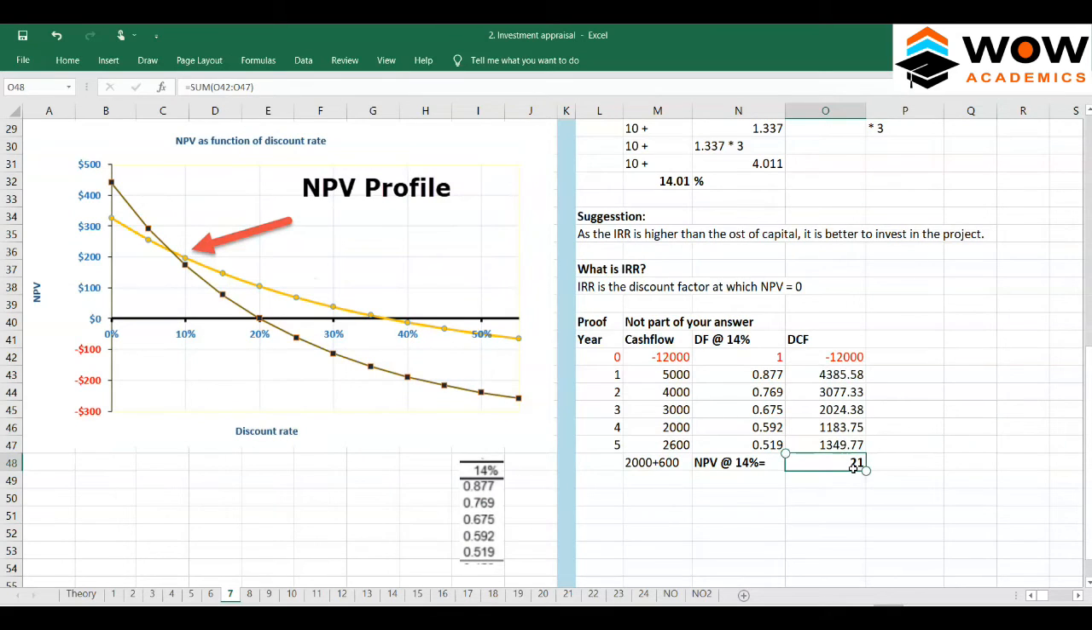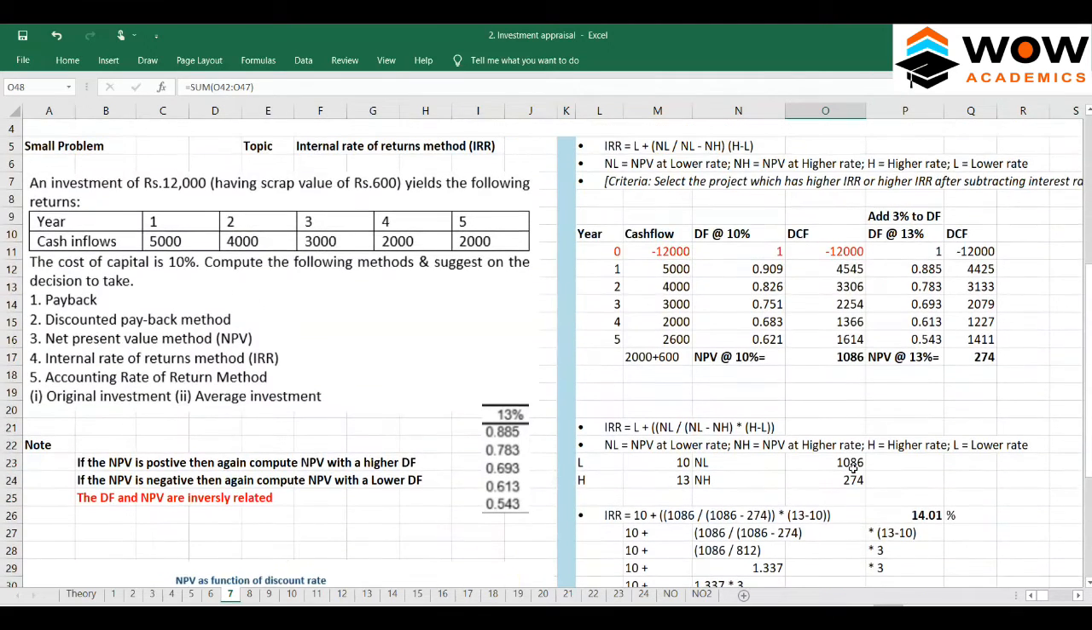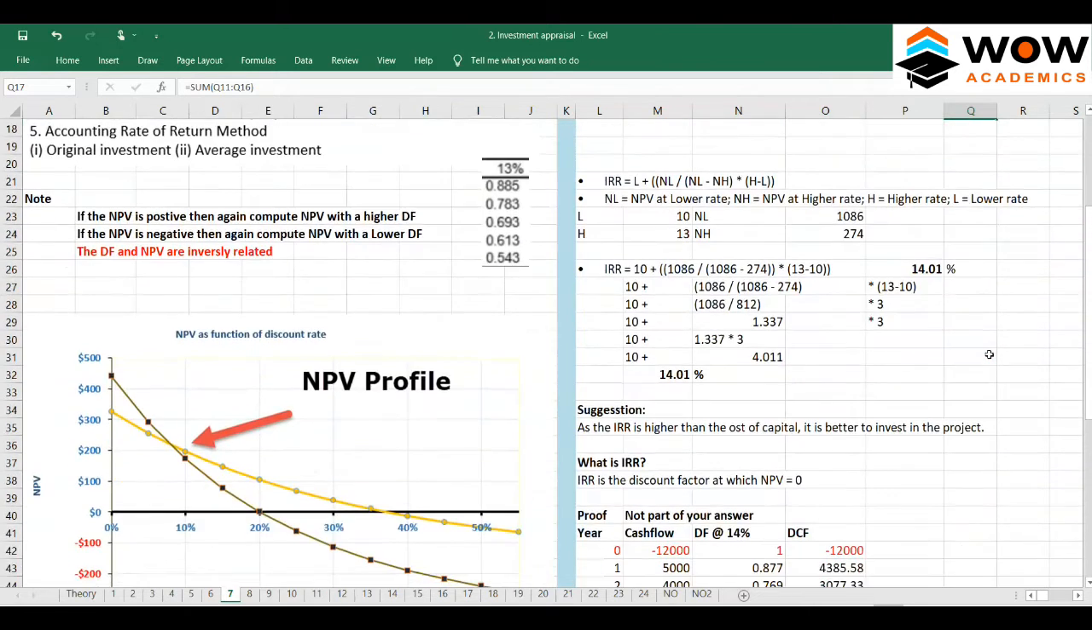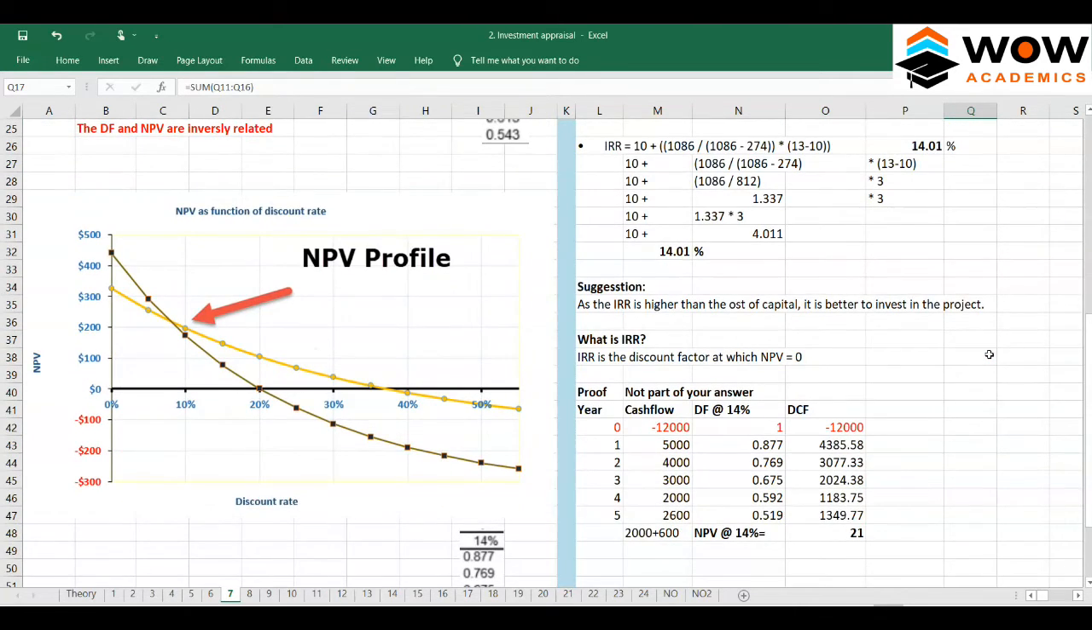Earlier, for 10% it was 1086, and for 13% it was 274. So at 14% it will go towards 0. At 14.01 or 14.02, the NPV will become 0. So you don't need to worry much about that. I will remove the decimal part.